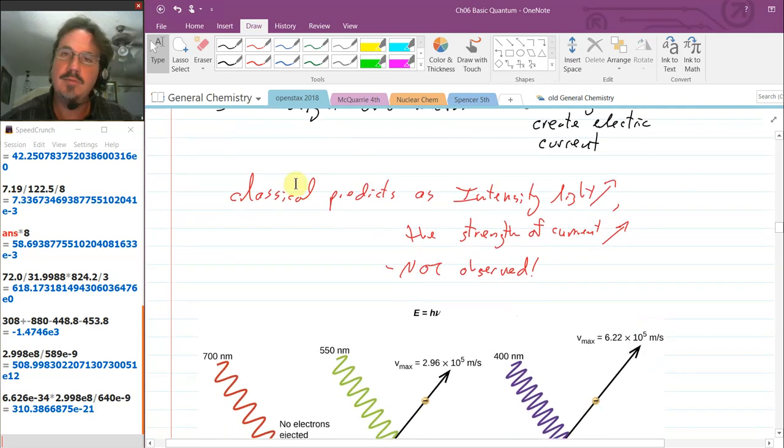Classical mechanics here, if you looked at the laws classically, predicted that as I shine brighter and brighter light on it, so as the intensity increases, the strength of the current should get stronger. So we should get more amps out of this. Unfortunately, this is not what's observed. Again, a failure of the classical mechanics when applied to the microscopic world down here.